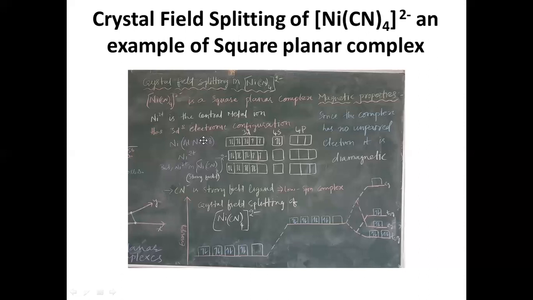All square planar complexes are low spin complexes because pairing takes place within the lower energy orbitals. As for the magnetic property, since the complex has no unpaired electrons, it is diamagnetic in nature. The square planar complex is diamagnetic.